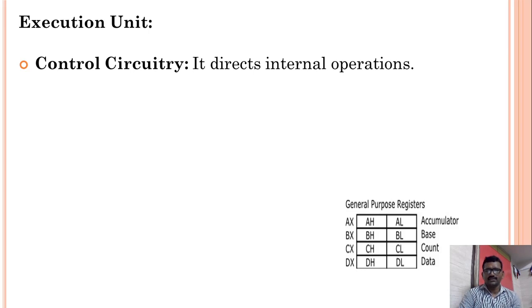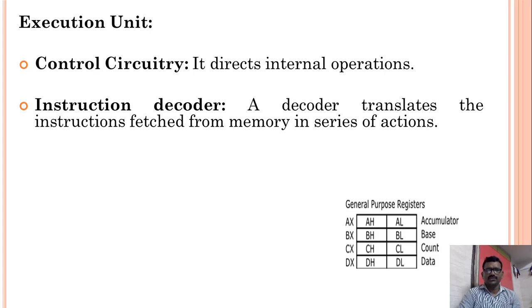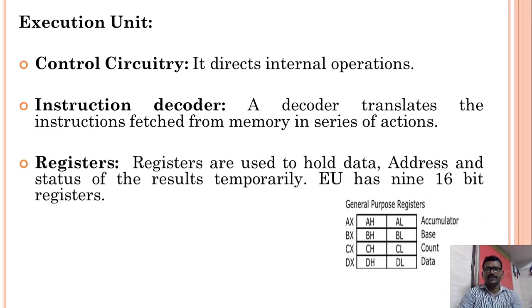After decoding the instructions, the execution unit will know what operations it is going to perform and what registers or memory are involved in those operations. According to that, it will generate the control signals to perform the operation. And the instruction decoder will translate the instructions fetched from the queue into a series of actions. Coming to registers, they are used to hold data, addresses, and status of the results temporarily. So the EU has 9 16-bit registers.